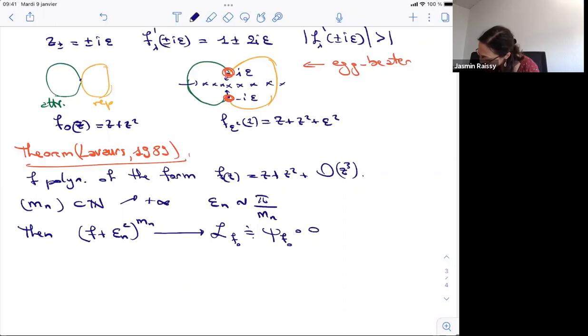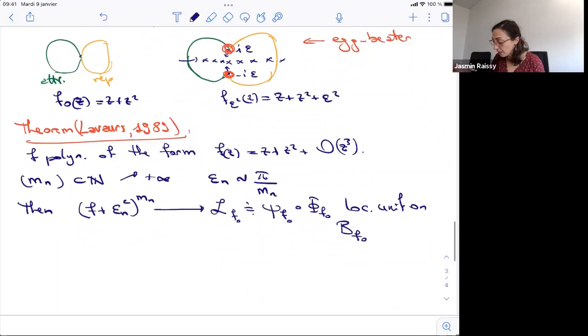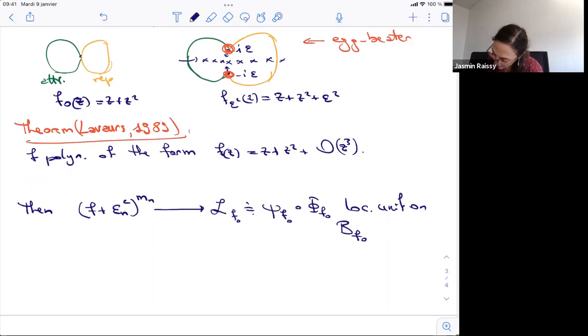Composed with the attracting Fatou coordinate locally uniformly on the basin, the attracting parabolic basin of F naught. And actually, let's make it even easier. I hope you don't mind if I erase it. In here, let me make a user statement.